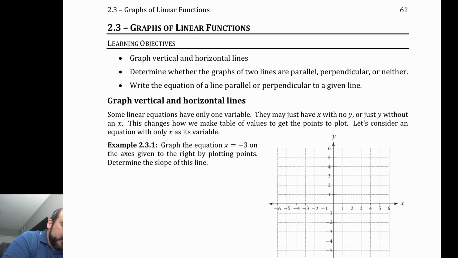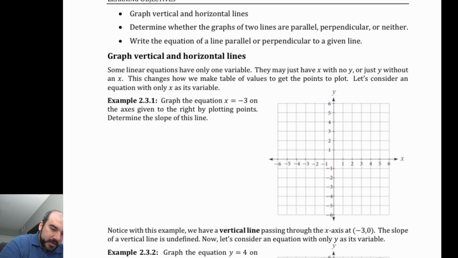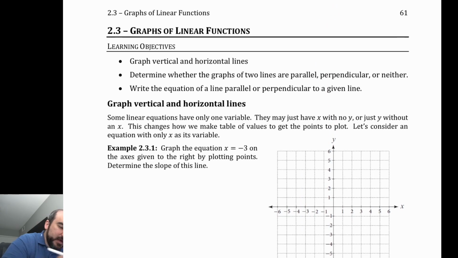The video did a good job of explaining. For vertical lines, we'll just make a note of it at the top here. For vertical lines, the equation will always look like x equals a. Let's not even put a. We'll say x equals a number. That's going to be the equation of a vertical line that passes through that number on the x-axis.